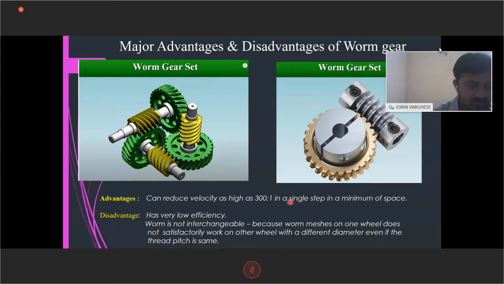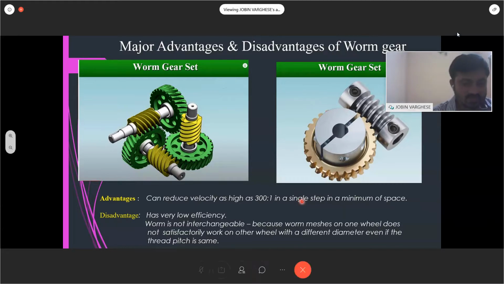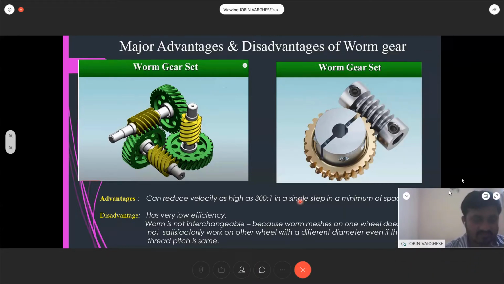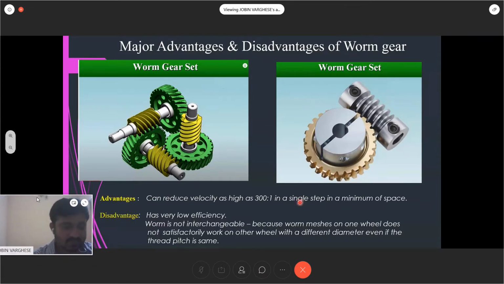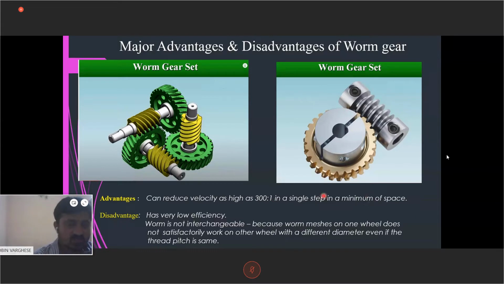What I mean by velocity reduction is that if the motor is running at 3000 RPM, that can be reduced to 10 or 15 within a single step. It doesn't require multiple gears like spur gears or helical gears, where we combine many gears to reduce the velocity ratio. Here you can do it in a single step, and the space is quite compact, unlike a gear train using spur gears.